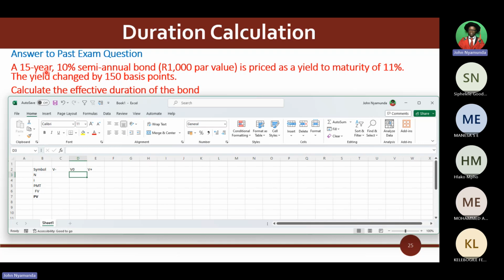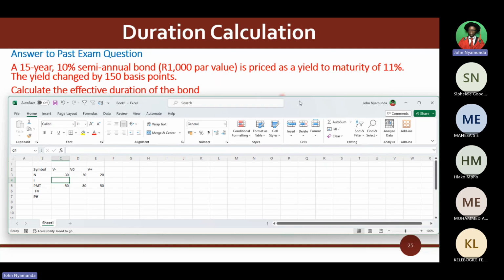I was told it's a 15-year, 10% semi-annual bond. Once we are told that, we can go immediately and say N is 30, because semi-annual means it pays twice every year, so we multiply 15 by 2 to get 30. It's 10% semi-annual with a par value of 1,000. 10% of 1,000 is 100, but since it's semi-annual, every period it pays 50. That's the PMT.